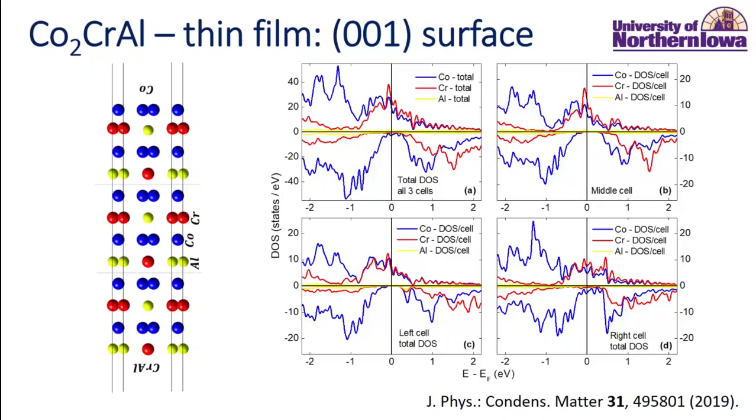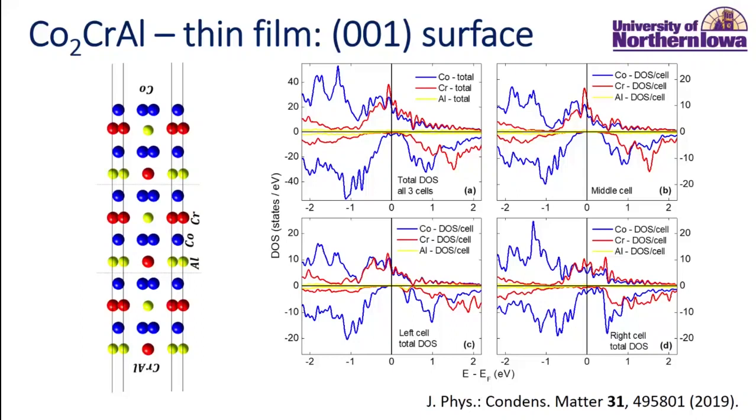And these two termination surfaces are separated by a vacuum layer. And then we look at the cell-resolved densities of states for this material. So here, on the top left corner, we see the total densities of states of this entire cell. And if we compare it with the one we just discussed for the bulk structure, we can clearly see that the half metallicity is destroyed.